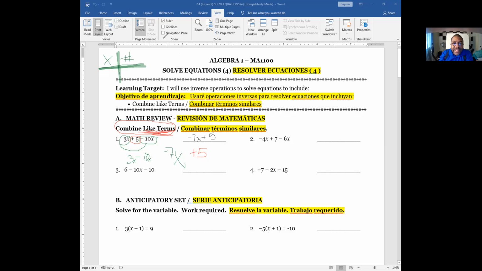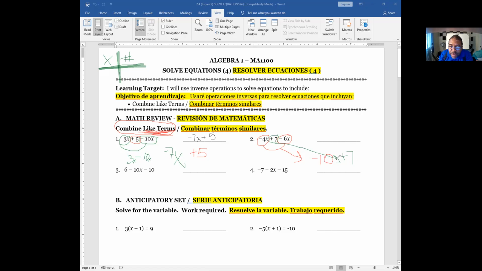So let's look at number 2. What are the like terms in number 2? Negative 4x and negative 6x. So we're going to combine those two here. And the positive 7, that's in the constant family, that's in the number family, so we're going to put that right here. So let's go ahead and put in our positive 7 now, and negative 4 and negative 6. If you type that into your calculator, you're going to have negative 10.